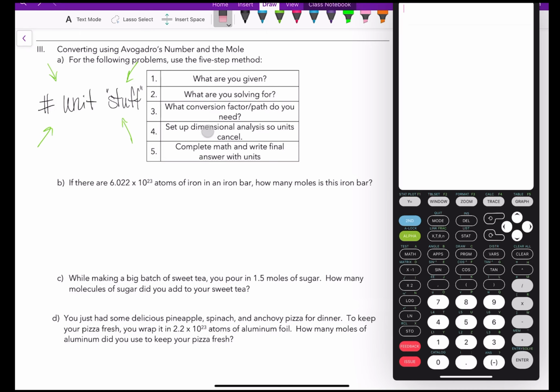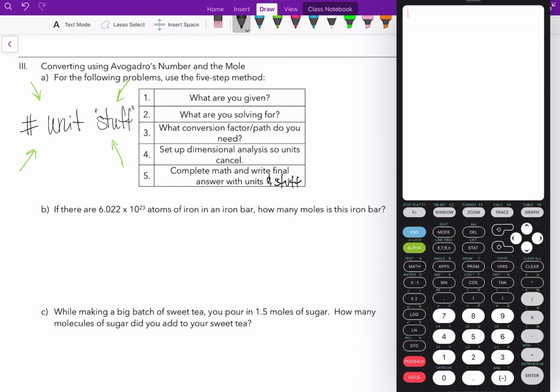Step number 4, you're going to set up dimensional analysis, and you probably don't know what that is yet unless you've already had physics. Basically, dimensional analysis is just a way for us to convert from one unit to another, or one, quote, dimension to another. And then number 5, complete the math and write the final answer with units and stuff.